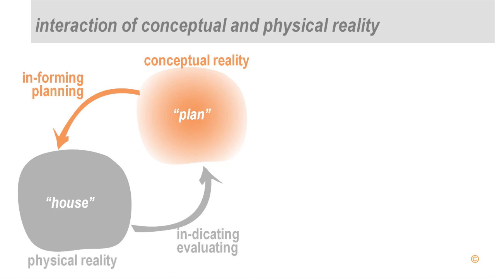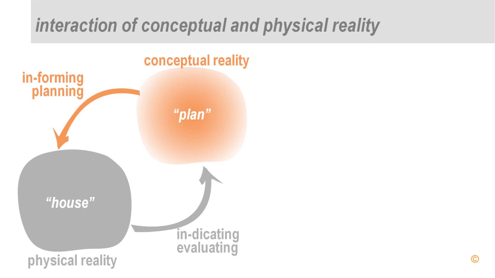And we have learned that physical reality unfolds according to conceptual reality. So the house will be built according to the plan. If there's a problem in the plan, a calculation error, for example, then we build a wrong house and maybe it will collapse.